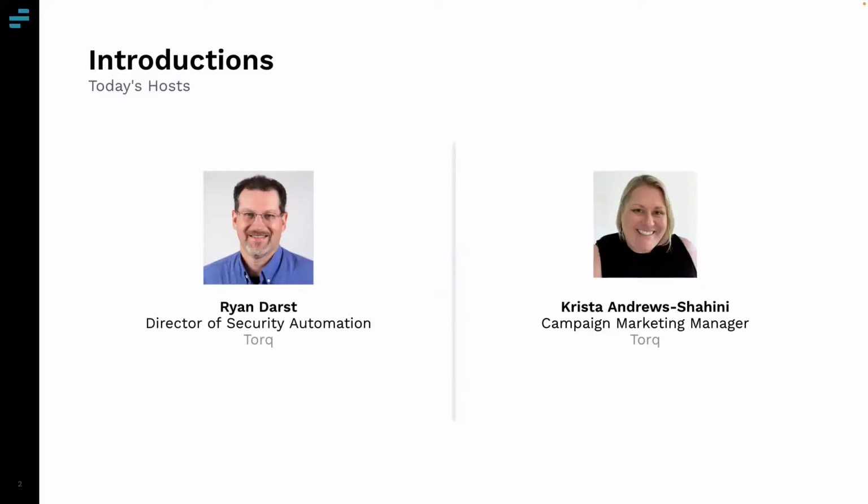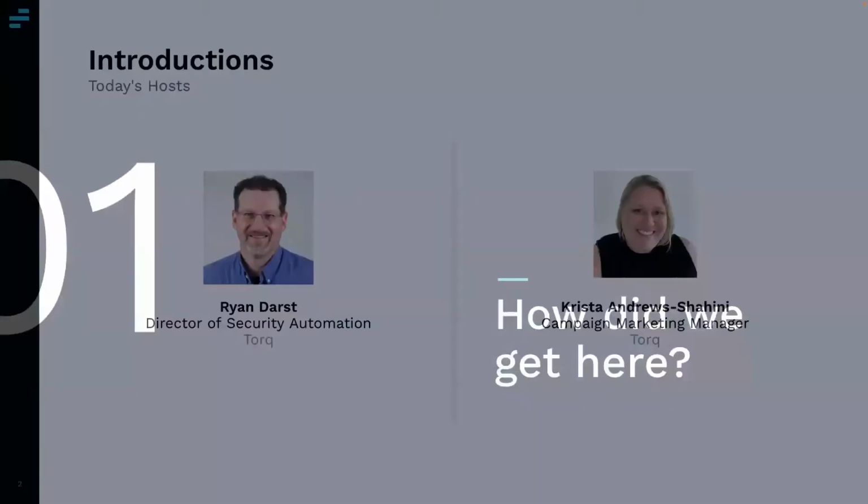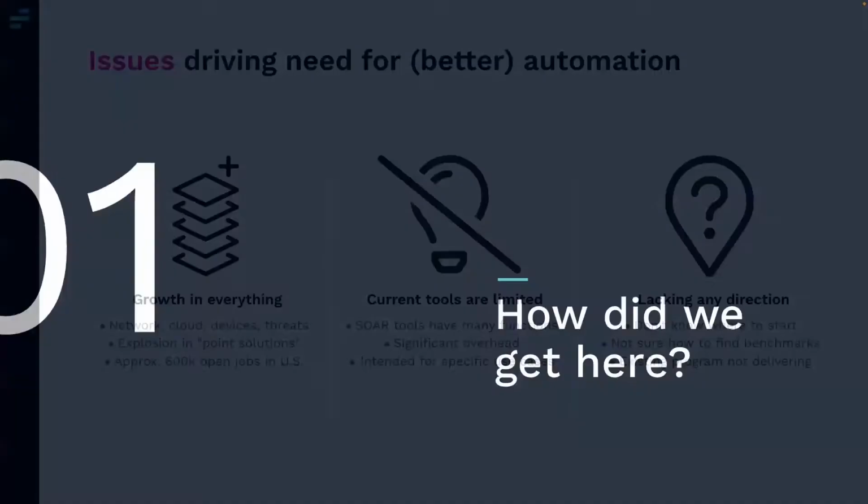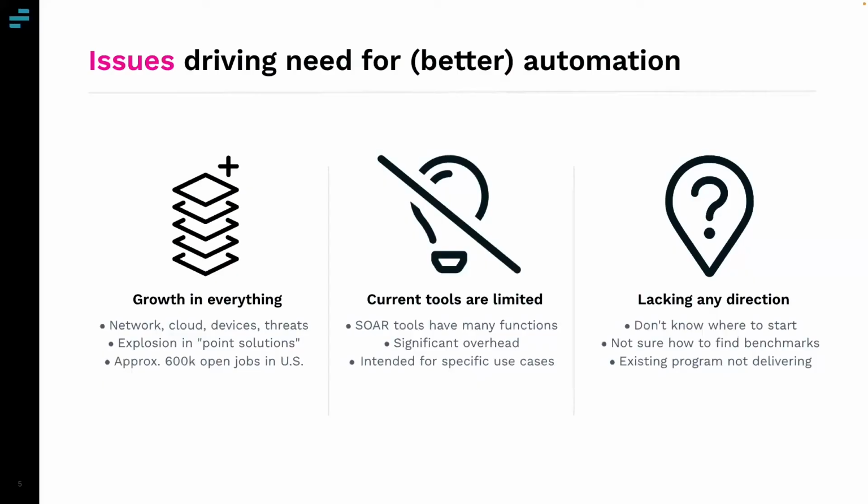Thanks, Krista. My name is Ryan Darst, Director of Security Automation here at Torq. So let's get started. How did we get here? We have numerous issues driving the need for better automation. We see a growth in everything. It's not only cloud, it's our network, it's our devices, and the threats that never seem to slow down.